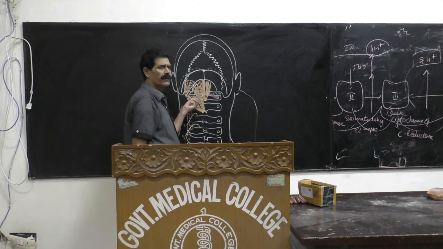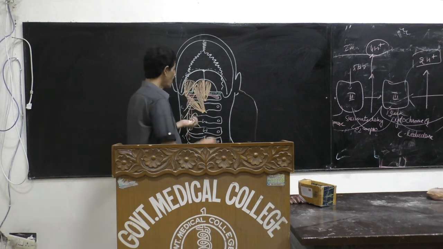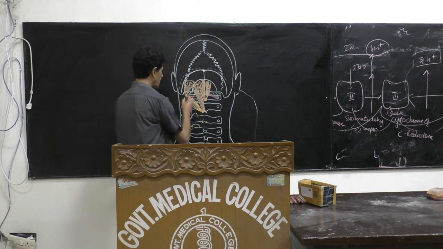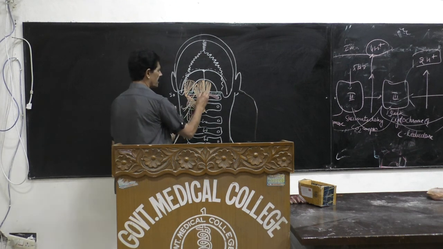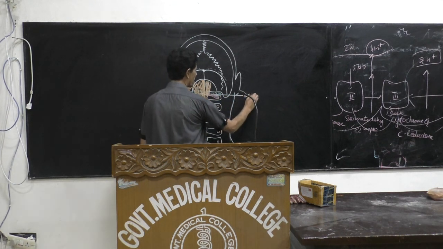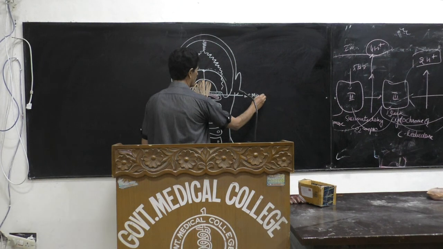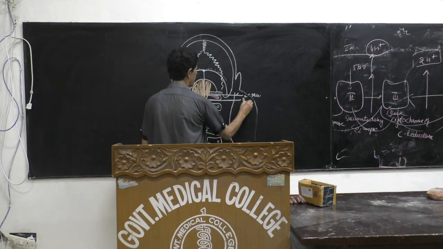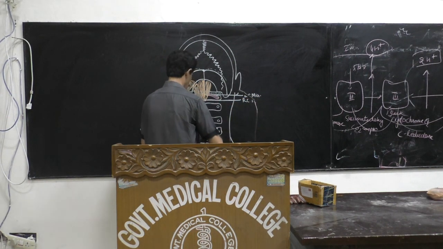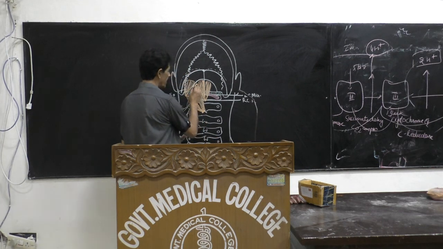And this is the superior oblique muscle. This is the inferior oblique muscle. This is the rectus capitis minor. And this is the rectus capitis major. So because of these muscles, a triangular intermuscular area is created. This is called the suboccipital triangle.